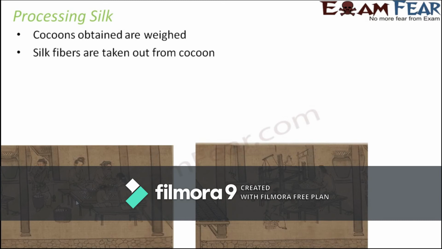The silk fibers are taken out from the cocoon. The cocoon is made up of those thin fibers, the thin secretions which have hardened due to exposure to air. Those silk fibers are now taken out, and just like wool fibers, these are also thin thread-like structures. As you can see in this picture, this process of taking out silk fibers from the cocoon is known as reeling of silk. So what do you do in this?